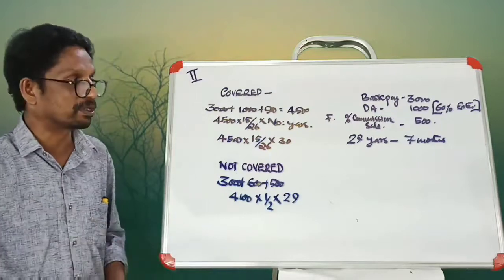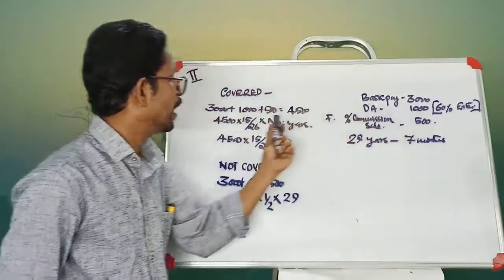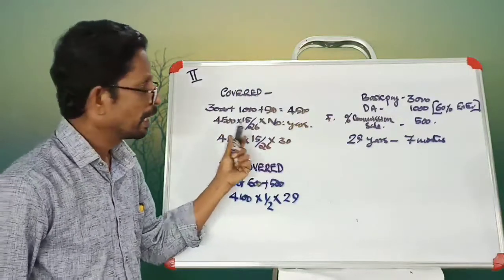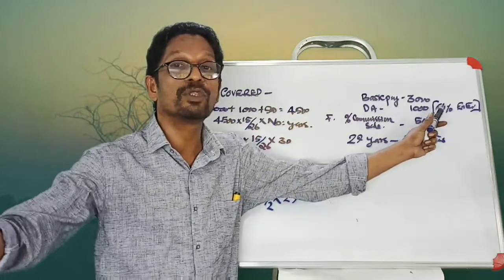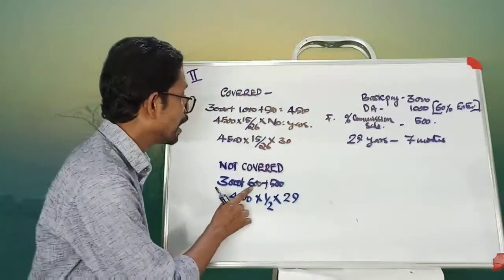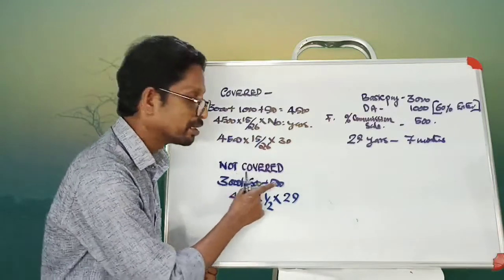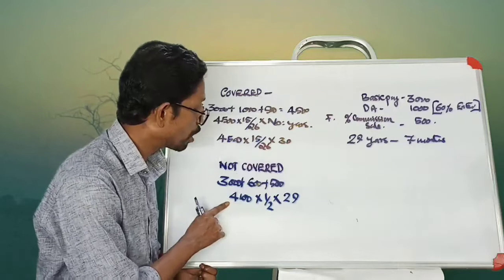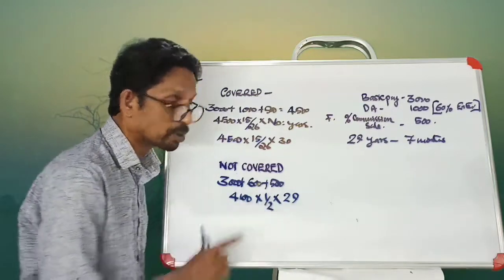So please check the difference now. In the first category people, we are taking the full amount of DA for finding the salary amount here. But in the second category, we are taking only the part which is taken in the retirement benefits. That is only 60%. That means only 60% of 1000, that is 600. The total salary here is 4100, into 1 by 2 into 29. That's also very important now.